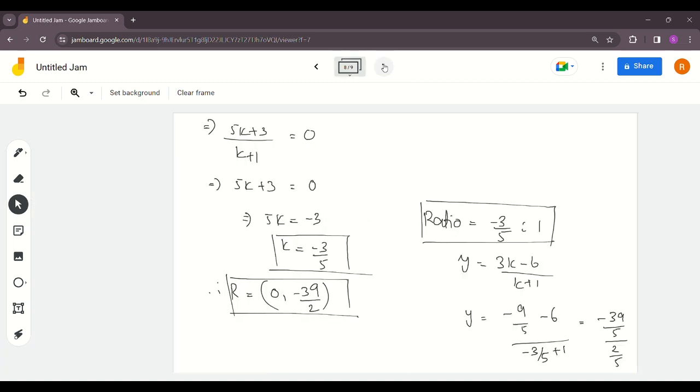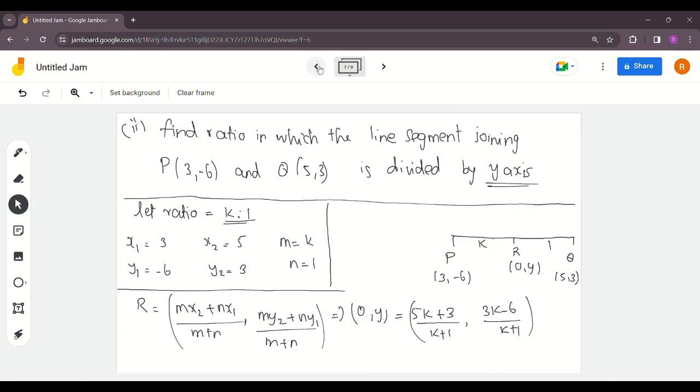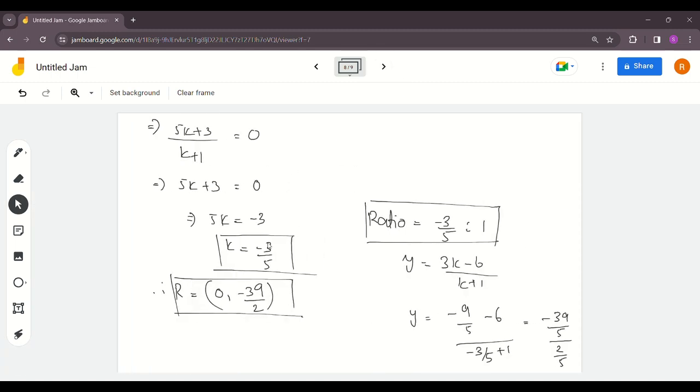So that means I will be getting on cross multiplication 5k plus 3 is 0. So k is equal to minus 3 by 5. It's very rare. The value of k comes in negative. That's very, very rare. So they may not be asking you such negative value questions. But yeah, so for y, similarly equate the y coordinate, substitute the value of k here. Y is equal to 3k minus 6 by k plus 1. And here you just have to substitute k's value as minus 3 by 5.